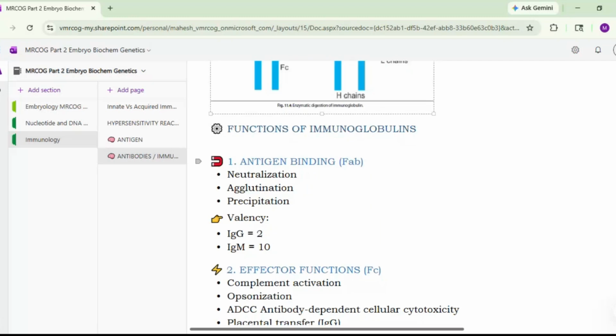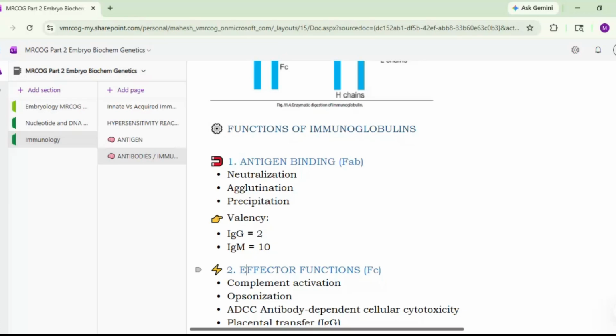Okay, then coming to the functions of immunoglobulin. So what is the function of immunoglobulin? First is binding to the antigen. Once it binds to the antigen, it may cause neutralization of the antigen, it may cause agglutination, it may lead to precipitation also. Then depending upon the antigen binding sites, there will be valency. IgG will have valency of 2, while IgM has valency of 10. This you should remember. IgG will have valency of 2, while IgM is a pentamer antibody, so valency is 10.